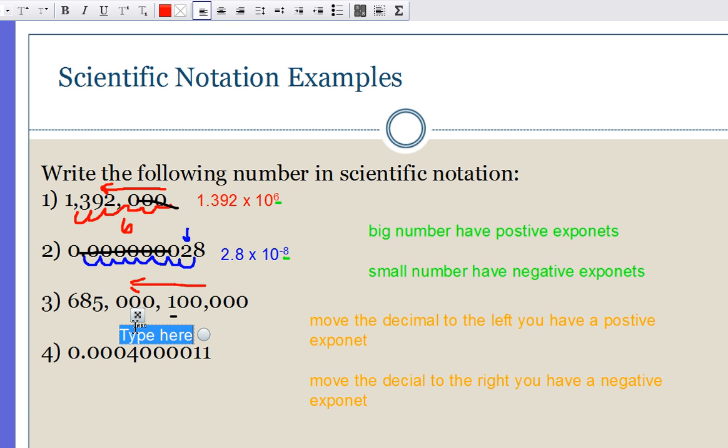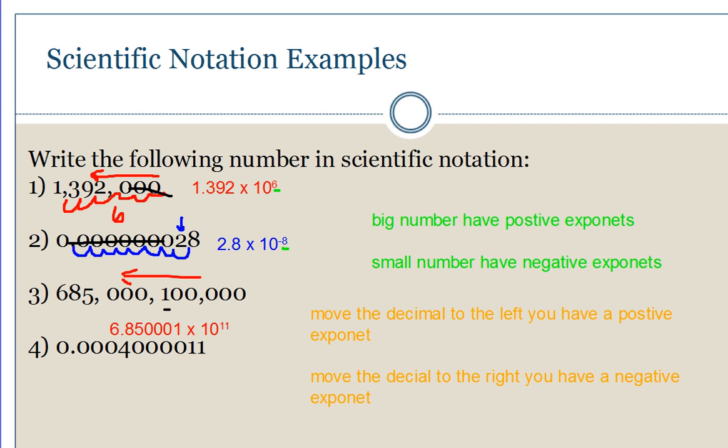So I would get 6.850001. I keep those zeros times 10. Since the number is big and I moved it to the left, it's going to be positive 11.